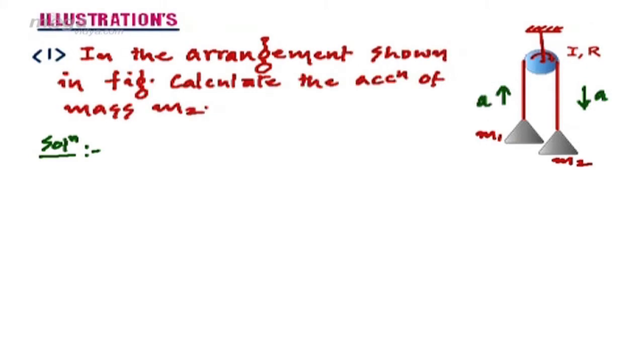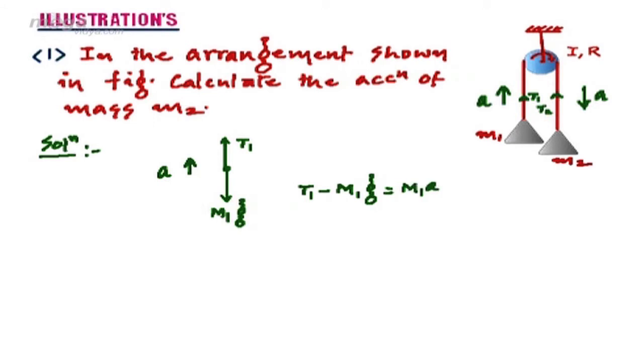Let us consider the tension acting on the string connecting m1 to be T1, and taking the free body diagram of mass m1, considering m1 as a point mass, we can easily say the force m1g is acting downward. Similarly, tension T1 is acting upward, and the acceleration is directed along the direction of tension T1. The equation will be of the form T1 minus m1g will be equal to m1a.